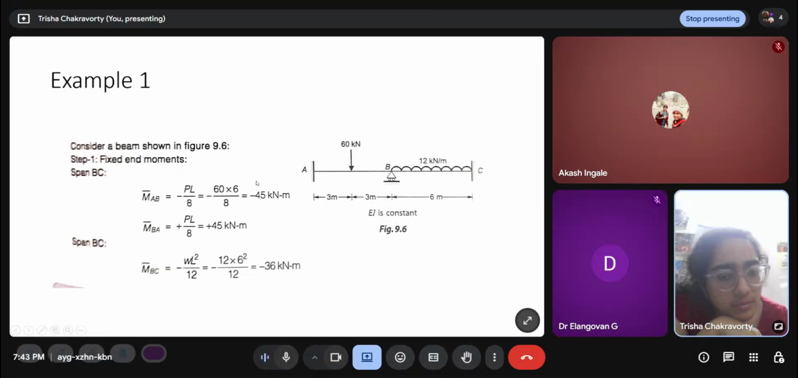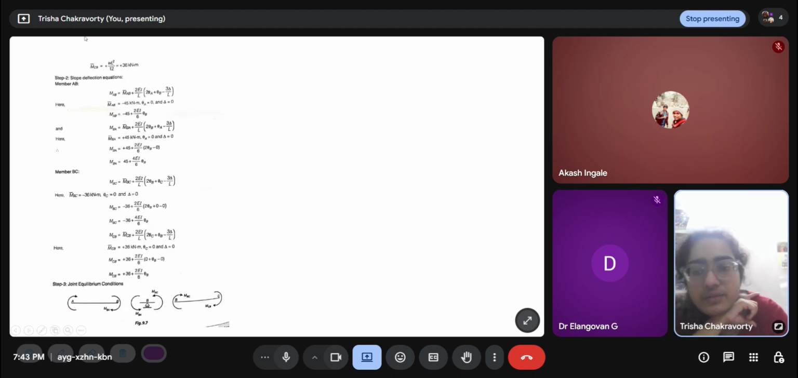Now what do I know about this problem? I know that there can be no rotation at A, and I know there can be no rotation at C. So basically I just have one unknown here. In the entire problem, I have only one unknown, which is theta B, because none of these are settling also. So theta A is 0. So this equation will be in terms of theta B. So MAB is minus 45 plus 2EI by 6 theta B.